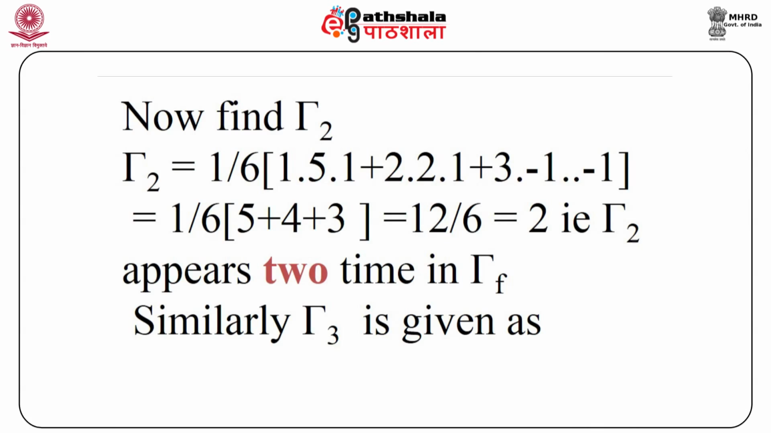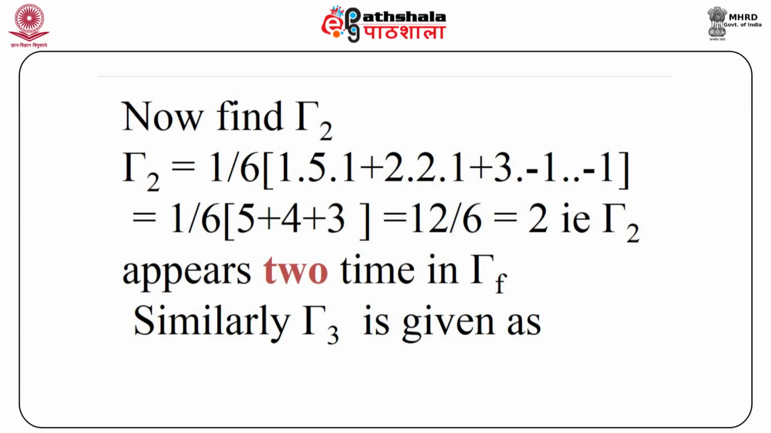For tau 2 again we will make use of 1 by 6 within bracket 1 into 5 into 1 plus 2 into 2 into 1 plus 3 into minus 1 into minus 1. And the result is 1 by 6, 5 plus 4 plus 3, that is 12 by 6, which is equal to 2, that is, tau 2 appears 2 times in tau F.